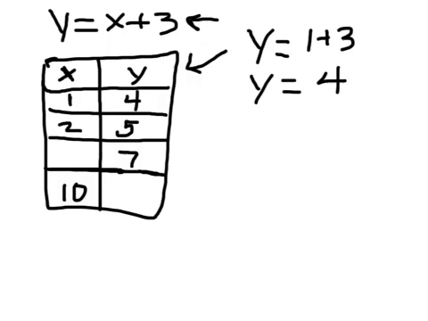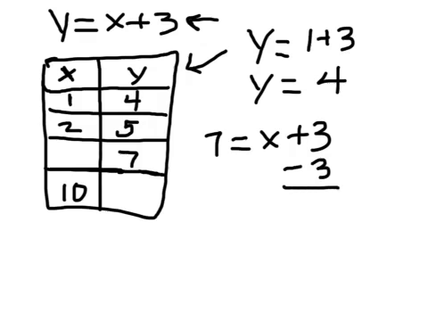The next value is in the y column, which means the 7 that you see will be put in for the y instead of the x. It will look like this. 7 equals x plus 3. In order to find out what x is, we need to get x all alone. So we need to get rid of that 3. We'll subtract 3, but if you do something on one side of the equals, you need to do it to the other side. So we'll take 3 away from 7, which gives us 4 equaling x, and we can put that into our table.